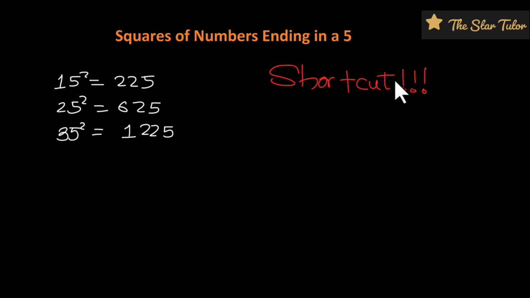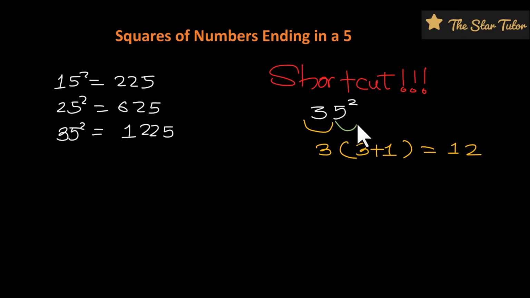What if I tell you that there is a really nice shortcut to find the squares of numbers ending in 5? Let's use the same number 35. To find the square of 35, just take the digit before the 5, that's the 3, multiply the 3 by 1 more. 3 plus 1, 3 times 4 is 12, and after that simply put the square of 5, which is 25, next to it.